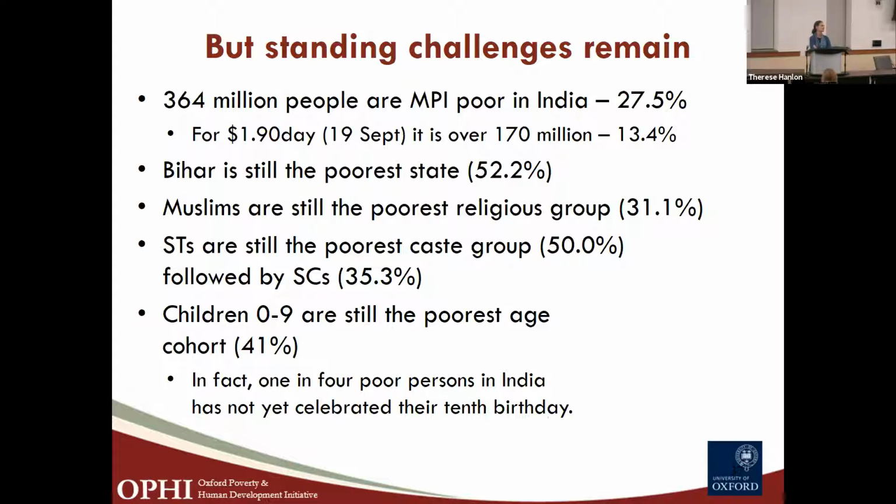Bihar was the poorest state in 1999. It was the poorest state in 2006, separated from Jharkhand, and it's still the poorest state. Muslims were the poorest in 1999, 2006. Muslims are still the poorest group. Again, scheduled tribes remain the poorest caste group, and half of them are multidimensionally poor. And children age 0 to 9 are the poorest age group. So the polarization has gone down. It's gone down very visibly. And our hope is that this pro-poor trend would continue.